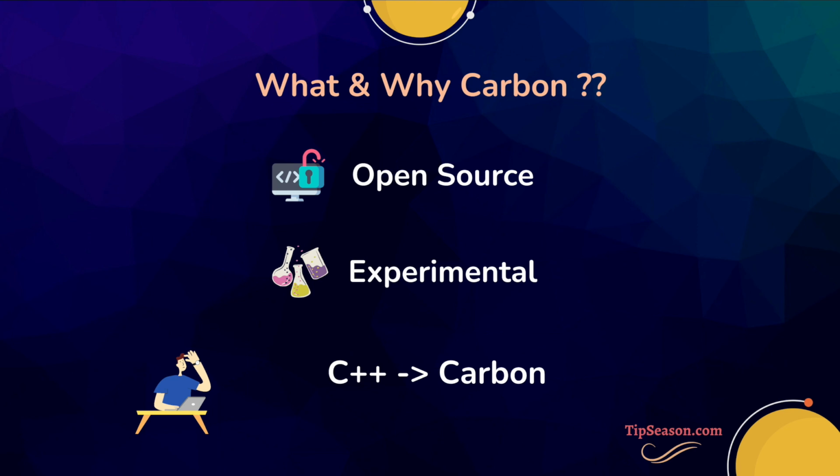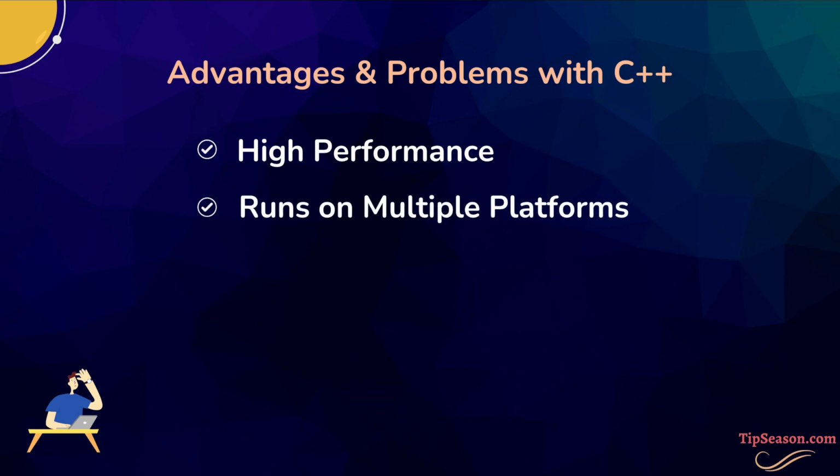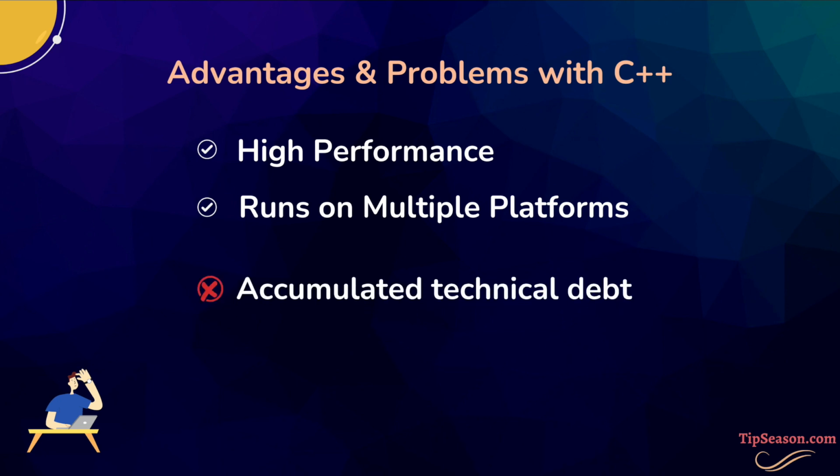Now let's try to understand why we even need a new language when we have C++ already. To answer this question, let's look at some of the advantages and the real problems with C++. We all know C++ is a very high performance language and is widely used across real production systems. It can even run on multiple platforms, embedded systems, and many servers of different operating systems, right? But C++ has multiple problems. The first is that it has a lot of accumulated technical debt that makes it harder to add new features to C++.